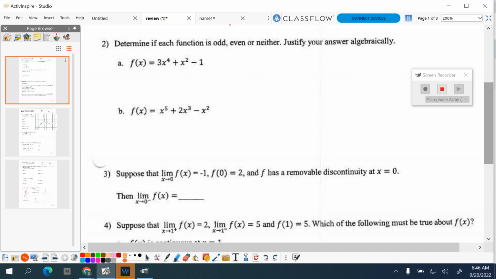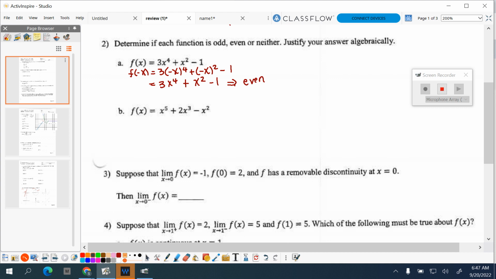Number 2 is determine if each function is odd, even, or neither. Justify your answer algebraically. When we do that, we want to replace x with negative x. Replace all of our x's with negative x. This equals 3x to the 4th plus x squared minus 1. And this is even because all the signs of the x terms stay the same.